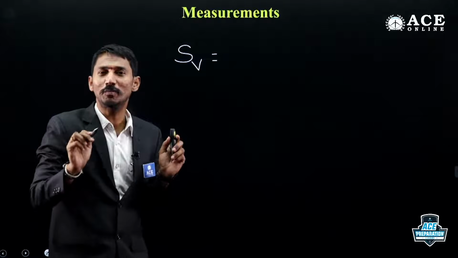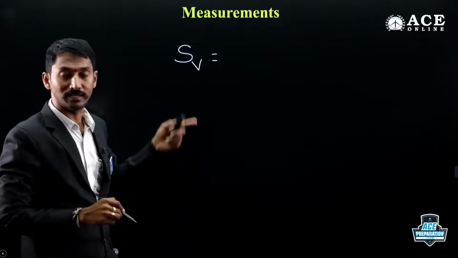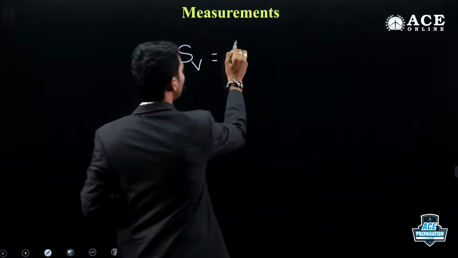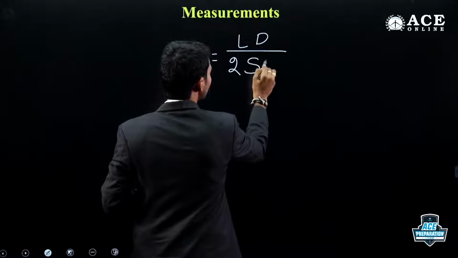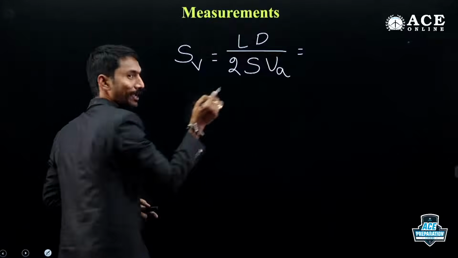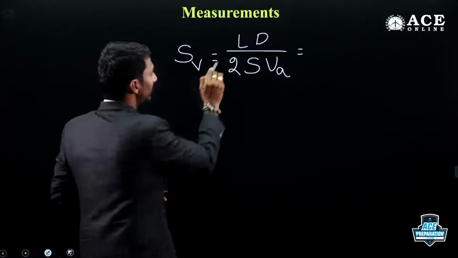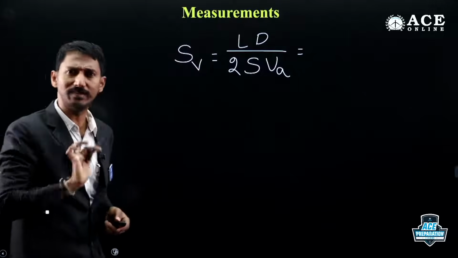Only the thing is, you must be able to recollect the formula. Vertical deflection sensitivity. What is the formula? LD by 2sVA. This is sensitivity, but this is separation. Don't get confused. Okay? What is L? What is D? What is s? VA? Everything is given.